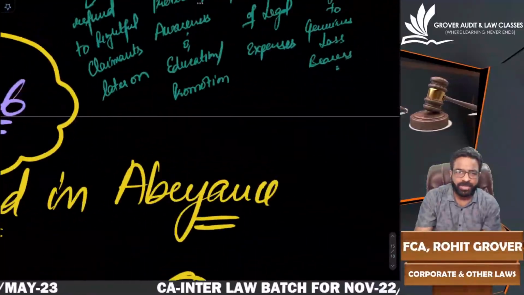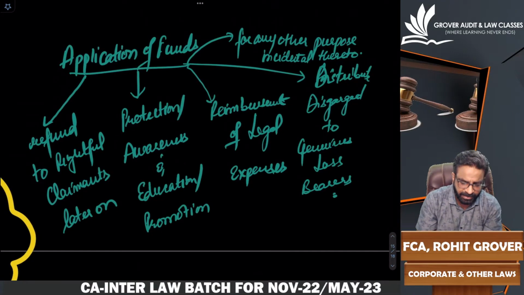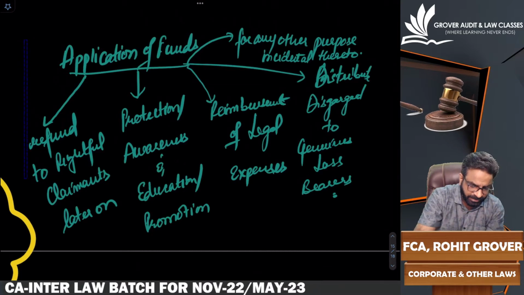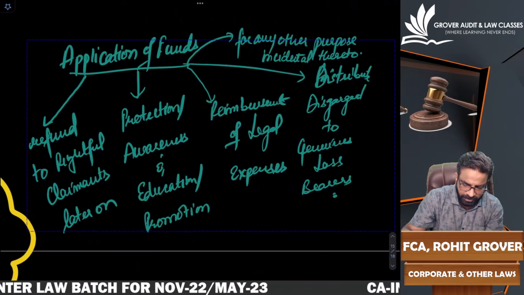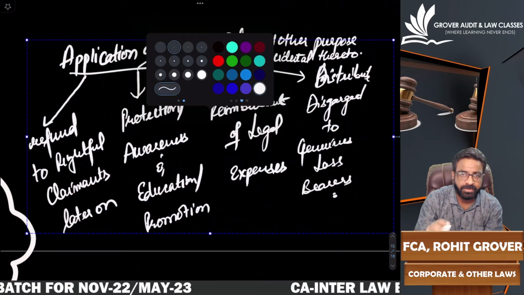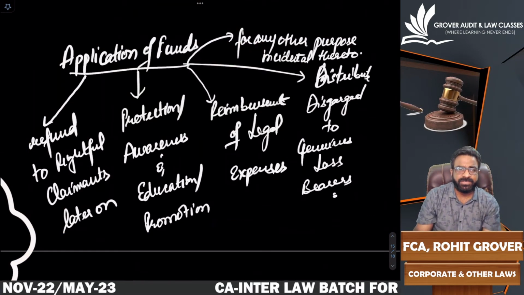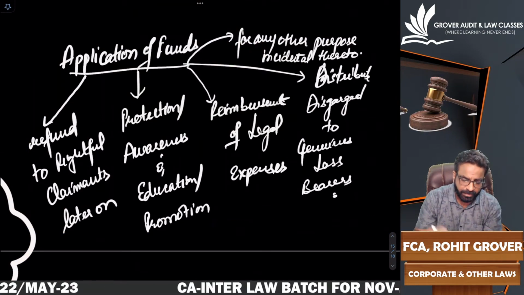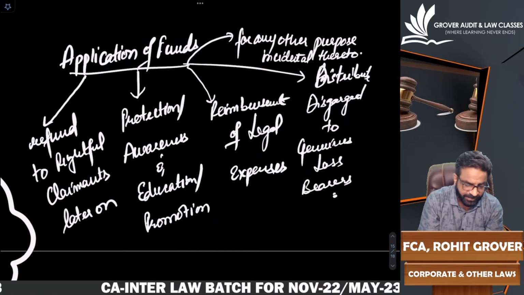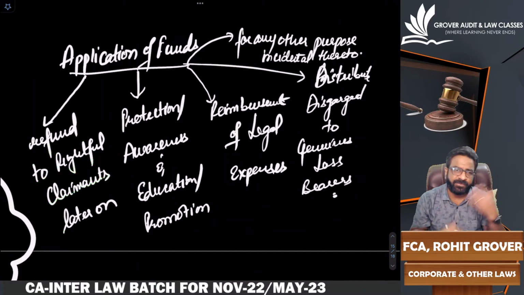Now, next question. I already told you, where do they use this money? Read this point, Amma. Where do they use the money? Application of funds, and any other purpose incidental to that. Now, the first point, left side: refund to the rightful claimants later on. Do they use this money to refund also?